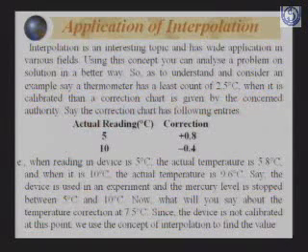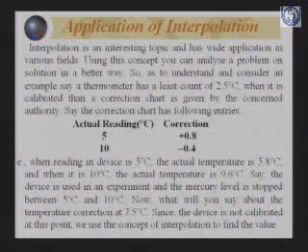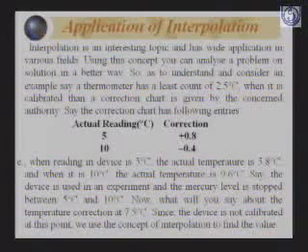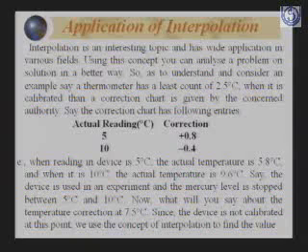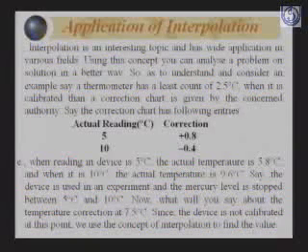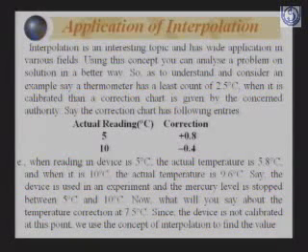This is the example which I cited just now. Say a thermometer is there and its least count is 2.5. At 5 degrees C, the correction is plus 0.8, that means the actual temperature is 5.8. And at 10 degrees C, say the correction is minus 0.4, that is, the actual temperature is 9.6. Now, if the thermometer shows you 7.5, how will you find the value?